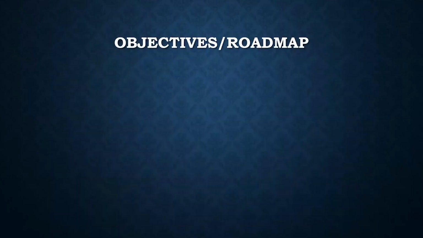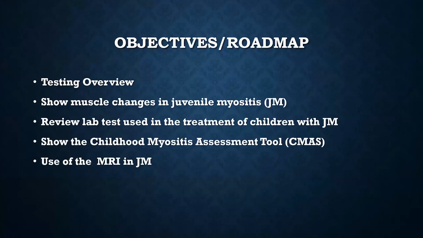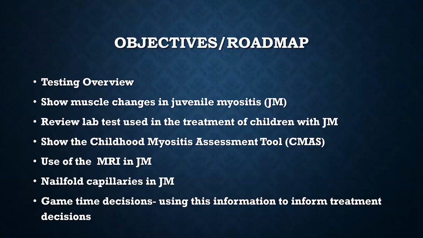So we'll go ahead and get started. The objectives are to give an overview of testing, and then look at muscle changes in the muscle biopsy and help you understand what they mean. Look at lab tests. We'll talk about the CMAS, which is an assessment tool that you can do at home and is commonly used around the world to assess children with myositis. We'll talk about MRI, nailfold capillaries, and then most importantly, at the end, we'll talk about how you pull all this data together to inform treatment.